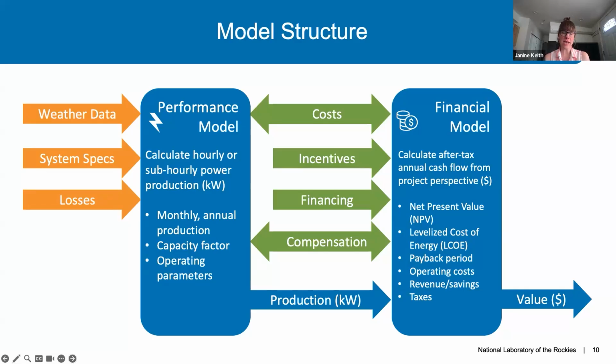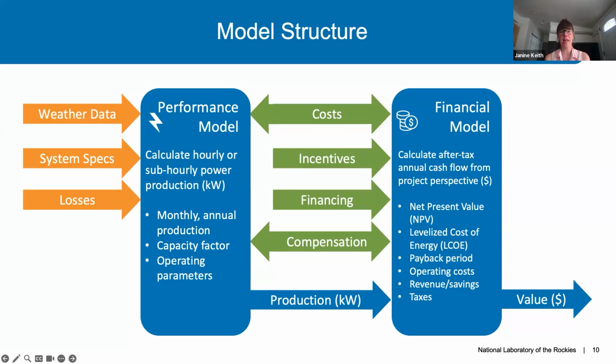And when you combine those aspects with the performance model, you can get a lot of really powerful outputs, including net present values, levelized costs of energy, payback period, detailed operating costs, information about revenues, tax implications, etc.